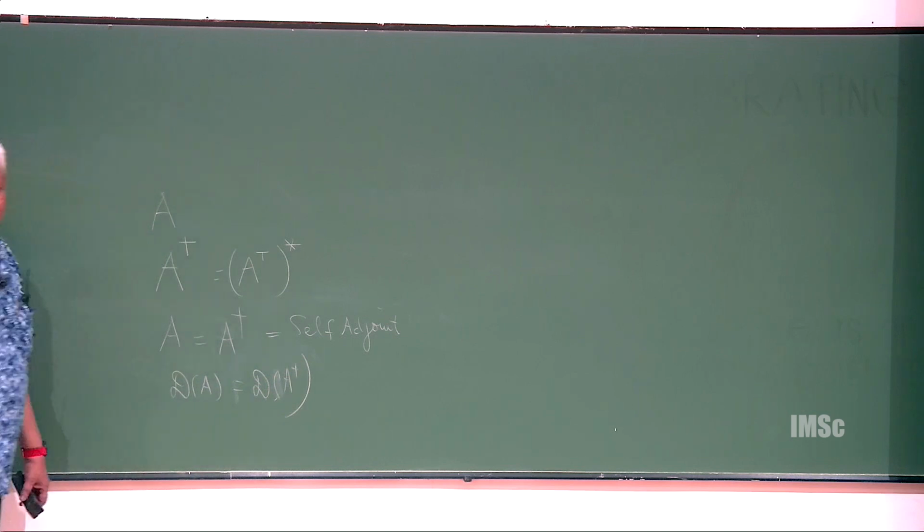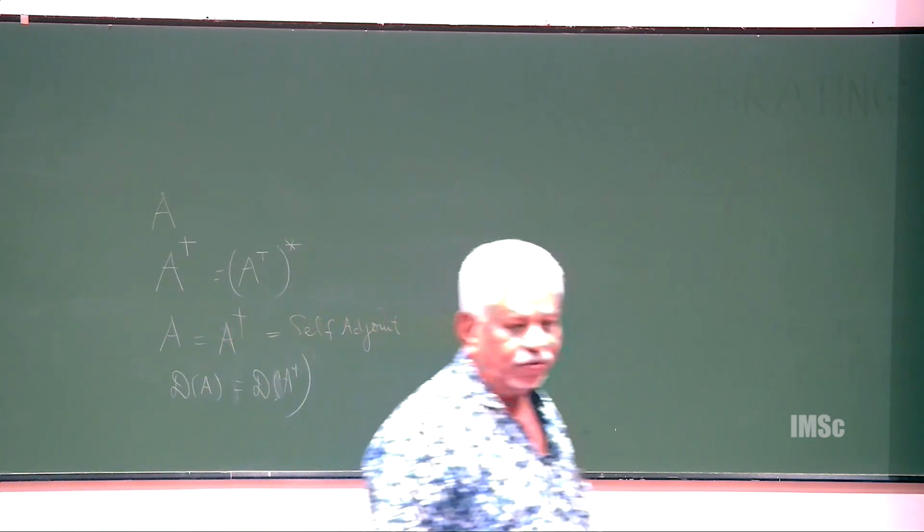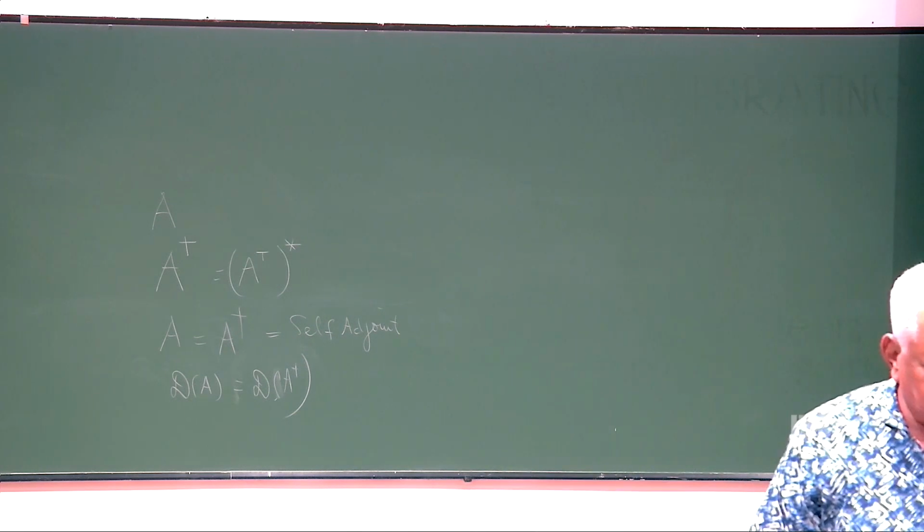These two conditions should be satisfied in order that the operator is self-adjoint. If you don't have that, that problem will be there. So that is one of the reasons which affects all our problems.